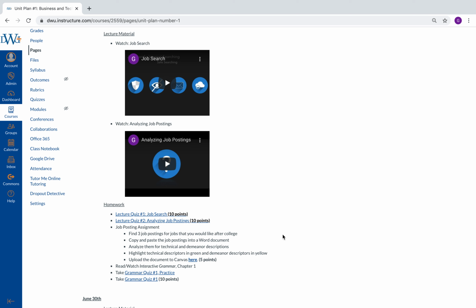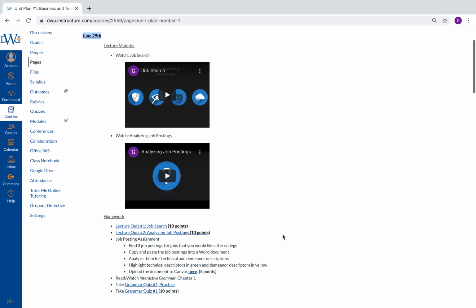That means, with the exception of this first week, all assignments are due Tuesday at 9 a.m. or Thursday at 9 a.m. There are a few assignments that have alternate due dates, but those are specifically outlined in the unit plan. So if no due date is outlined in the unit plan, assume that it is due by either Tuesday or Thursday at 9 o'clock.